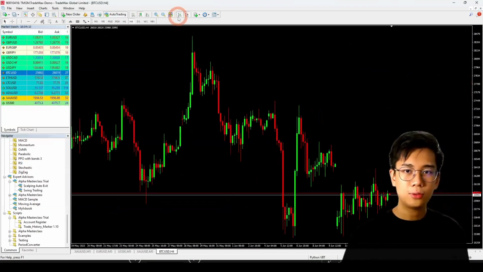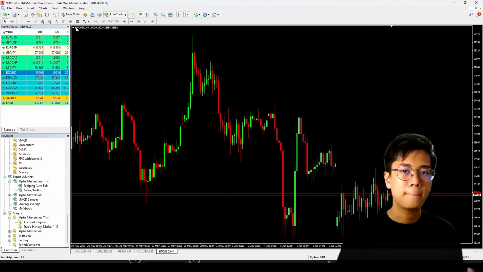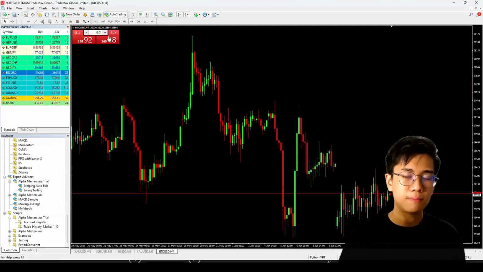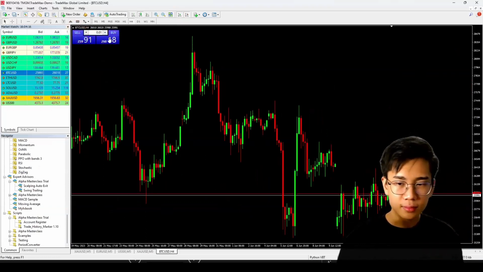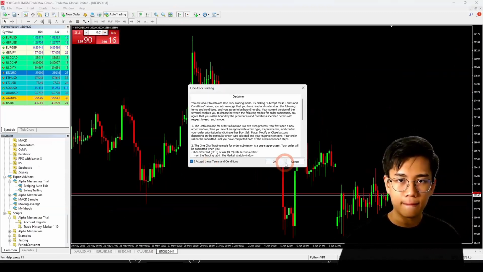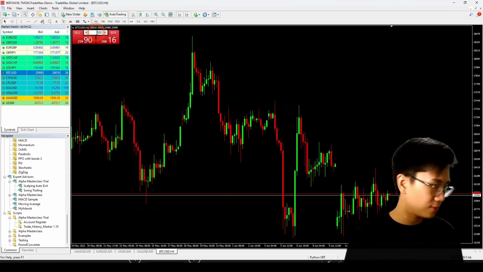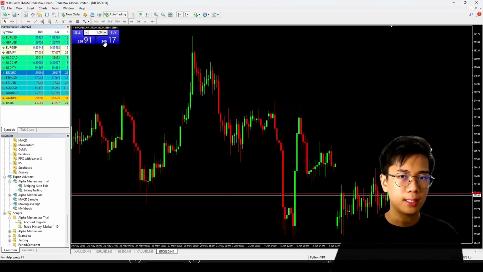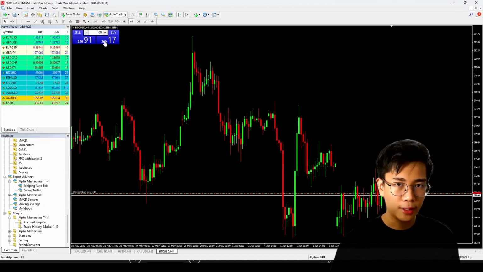How can we do this? Let's say that I make a buy trade in Bitcoin, just buy in any lot size. For me, I buy 0.01 lot. Sorry, I just buy one lot, for simplicity. Okay, I buy one lot of Bitcoin right now.